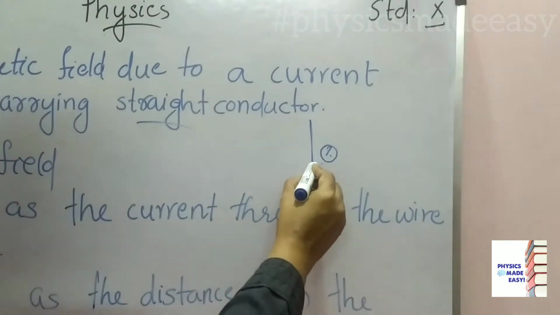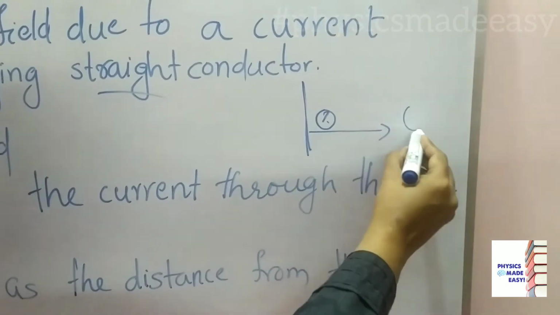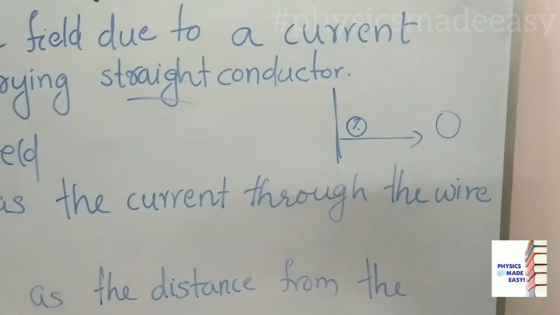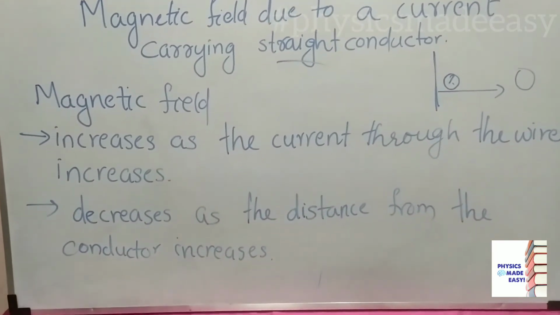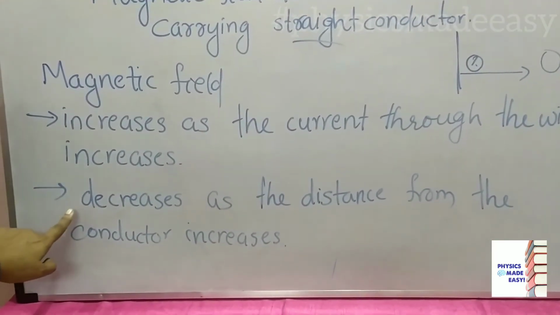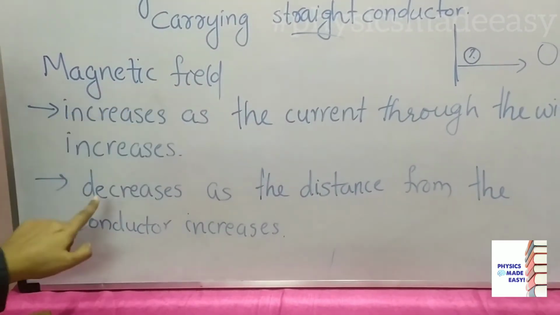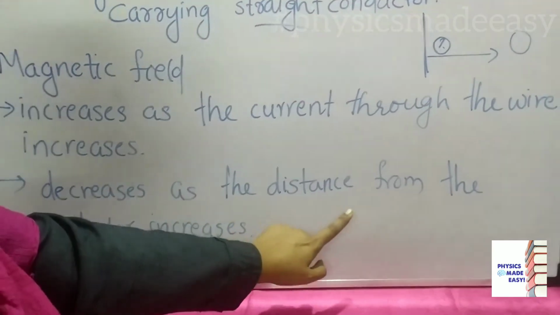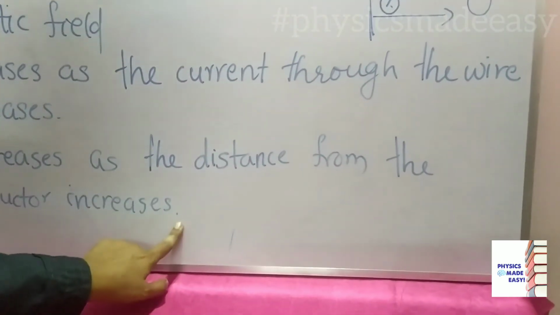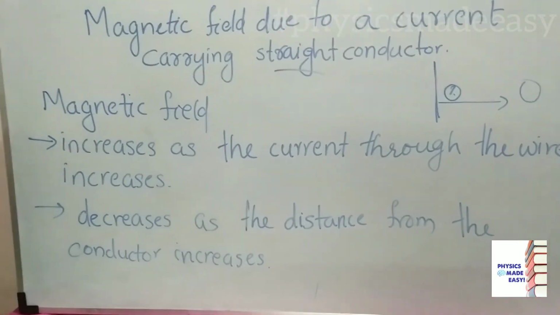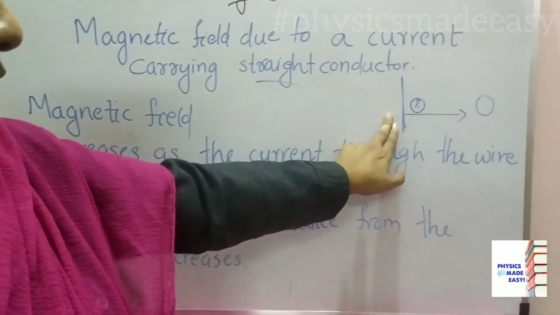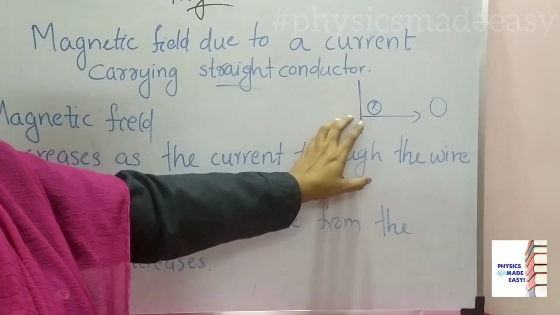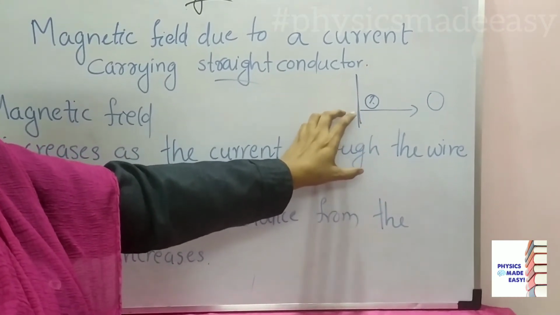If you place the compass away from this conductor, you can see less deflection there. That means the magnetic field depends on this distance. So here we can say the magnetic field decreases as the distance from the conductor increases. If the distance is increasing, the magnetic field will decrease. Near the conductor, the magnetic field is more, powerful there.